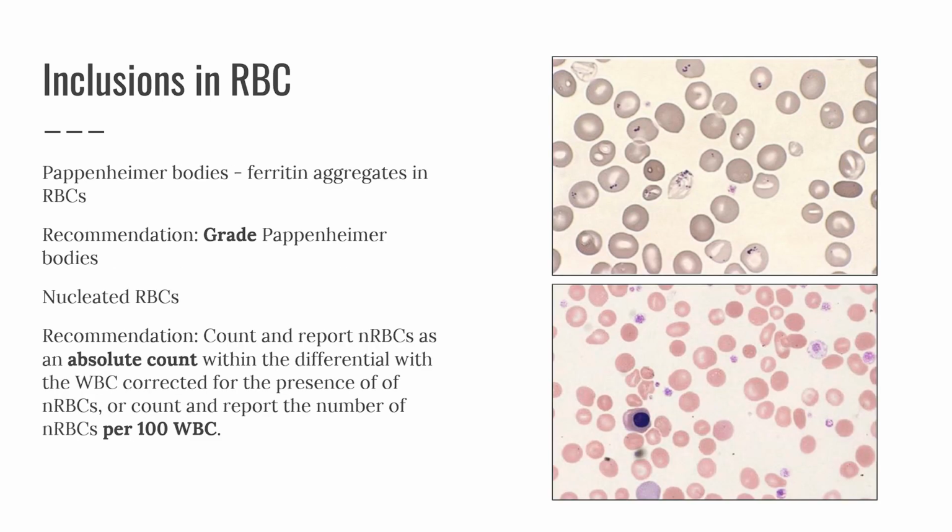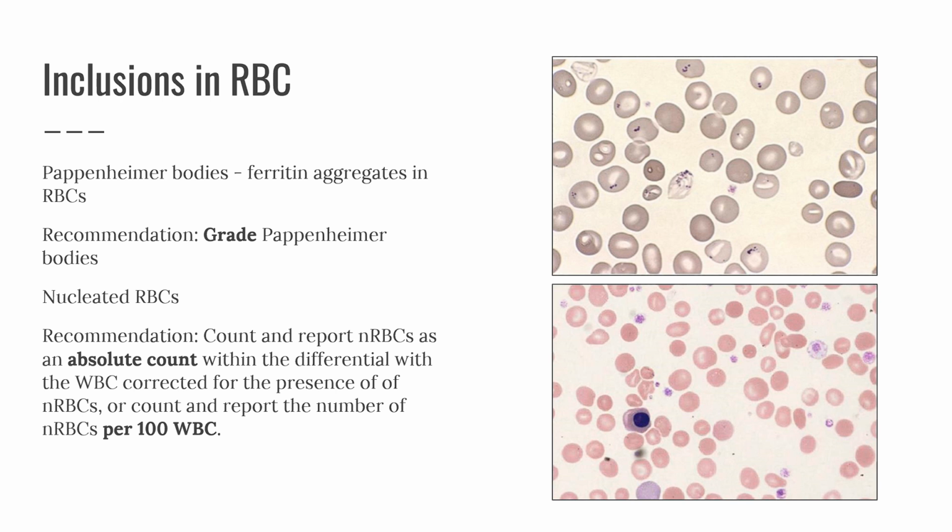Pappenheimer bodies are ferritin aggregates in RBCs that are visible in your Romanowski stain as multiple basophilic inclusions with variable size, shape, and distribution. And since these are ferritin aggregates, they stain positively for iron or Pearl's Prussian blue stain. Nucleated RBCs are your red cell precursors before enucleation, of course.